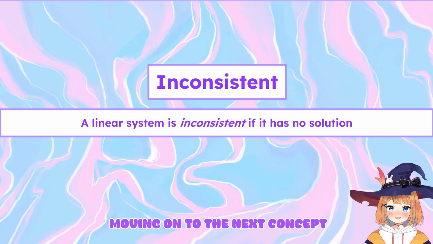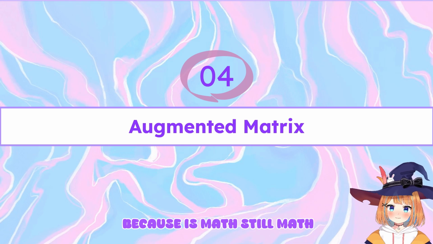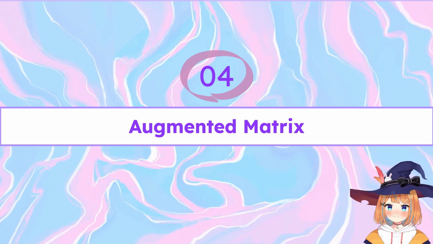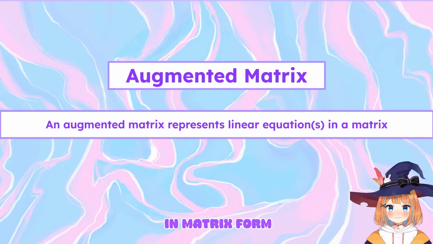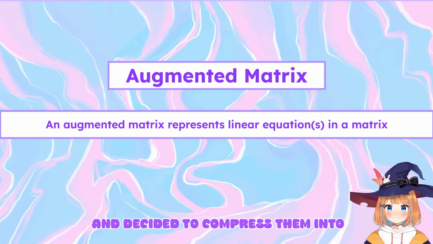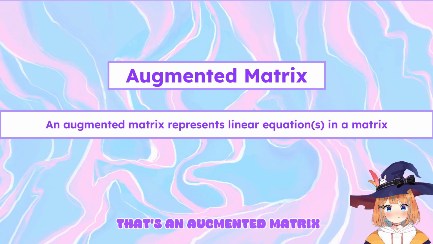Now, moving on to the next concept, augmented matrix. Because is math still math if it doesn't make things look even more complicated? Well, fret not. An augmented matrix simply represents linear equations in matrix form. Imagine some ancient fossil got tired of writing out math equations and decided to compress them into a cold, soulless grid. That's an augmented matrix.